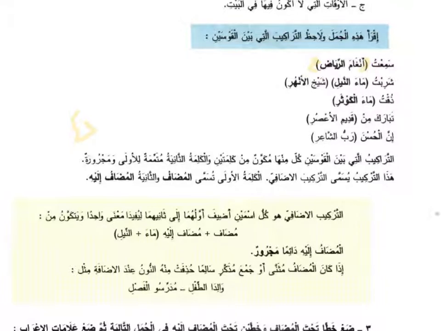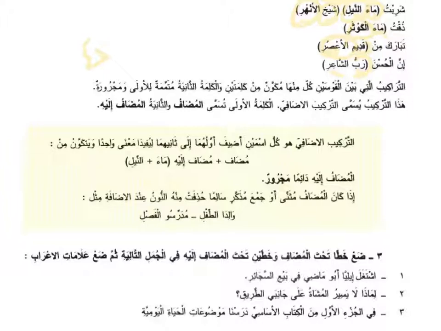Sami'tu anghana al-riyadi, the melodies of the gardens. Really, in the poem it was anghama al-tuyur, I think that's what it should be here. So that's a mudaf and a mudaf ilay. Sharibtu ma'a an-nili, the water of the Nile, mudaf and then mudaf ilay. Shaykh al-anhuri, the sheikh of the rivers. Dhuqtu ma'a al-kawthari, the water of al-kawthar. Tabaraka min qadim al-a'suri, the old of times, or the old of ages. Inna al-husna rabbu al-sha'iri, the master of the poet. Each is a mudaf and mudaf ilay.